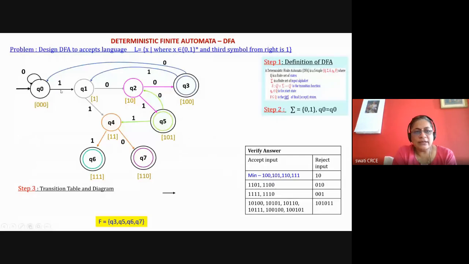Because your string can be 1, 0, 1, 1. After that, there can be a 0 or there can be a 1. And it can go to Q6 or Q7, because this is your third last symbol 1. After that, there can be a 1, and then there can be anything, 0 or 1. Okay, so this way. Now in Q7, any doubt in this?